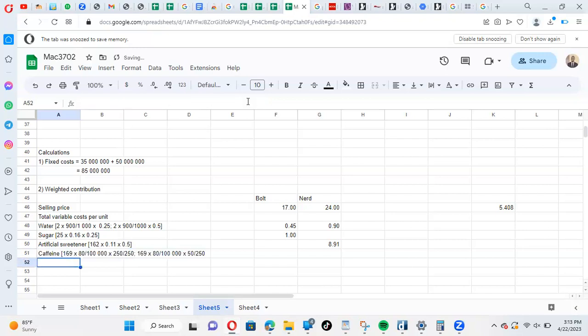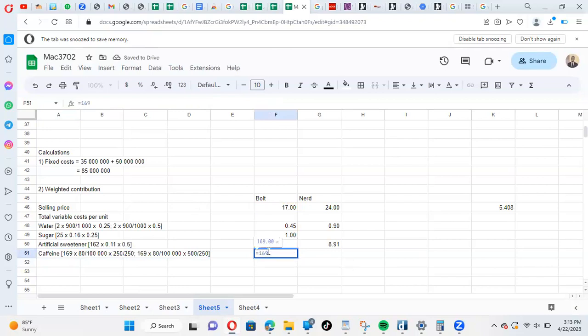But it will give the same answer. Perfect. Oh, it's per 250 mils. Oh, okay. So it's 500 over 250. Okay, my mistake. Sorry. 500 over 250. Yeah. All right, let's see what we get now.